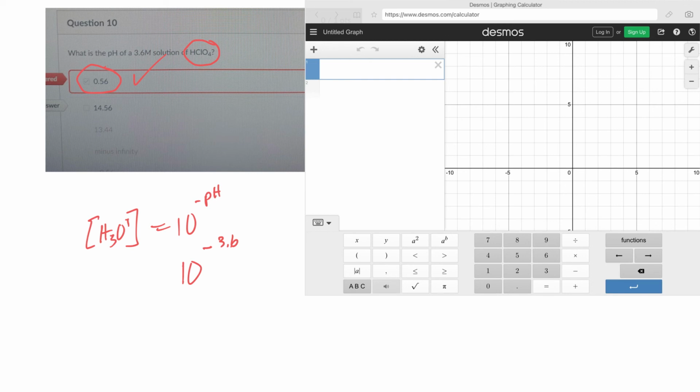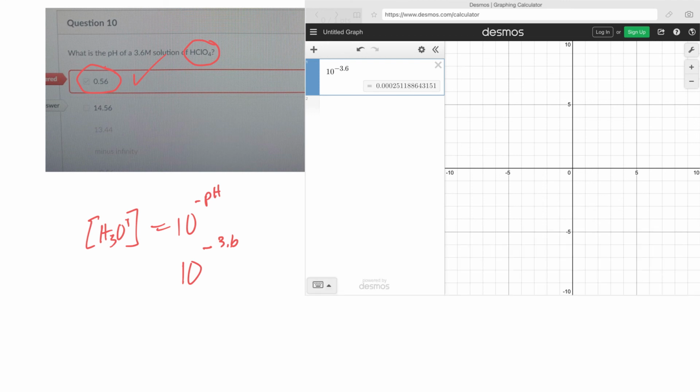So 10 to the negative 3.6. That's very small. Did I do something wrong there? The pH of a solution. Oh. Yeah, I did that wrong, right? Because they didn't give me the pH. I thought that, like, the number was so big, I thought it was pH. But no, that's concentration. So I used the wrong formula.